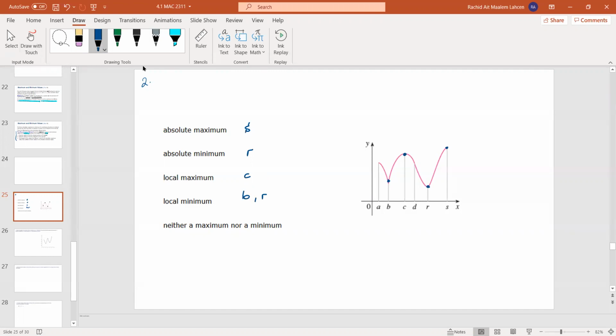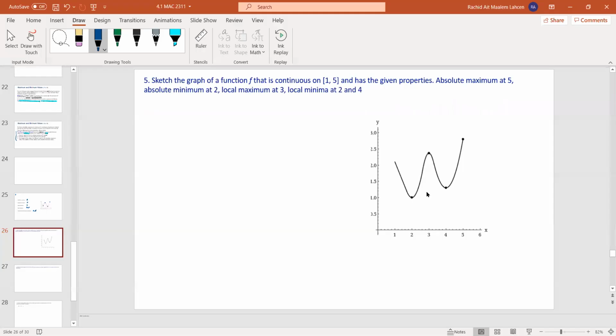Neither a maximum nor a minimum. So for example, A and D. For this one, you just pick a graph that matches the criteria, and this graph matches the criteria of having f continuous from 1 to 5 and has the given properties, absolute maximum at 5. Yes, so this is the absolute maximum at 5.